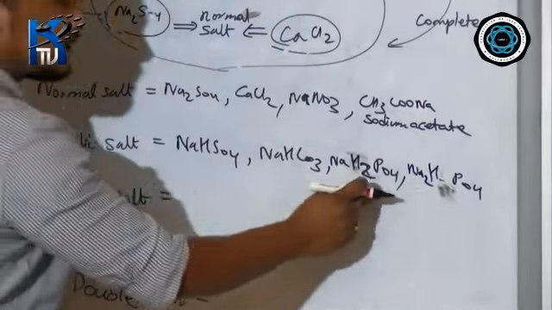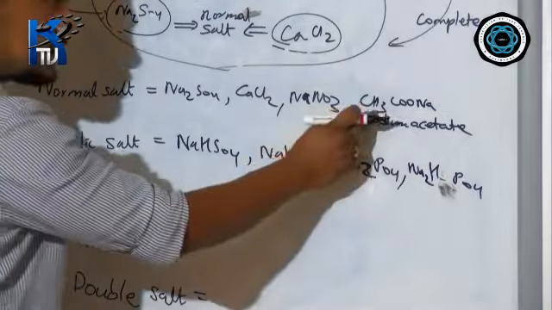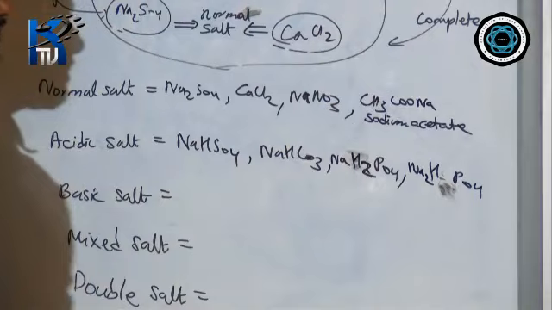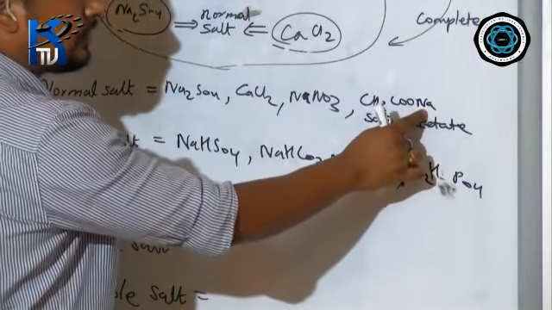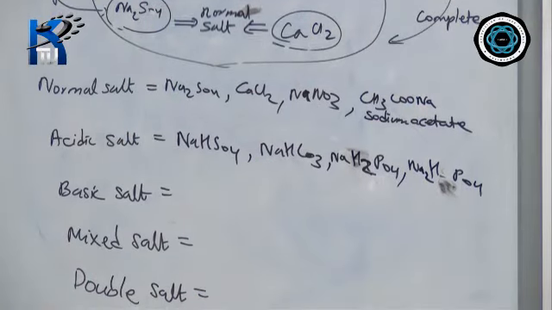So these all are your acidic salts, and mostly acidic salts contain hydrogen in them. But this compound, it has hydrogen, but it is not an acidic salt, it is a normal salt. Reason, because acetic acid is a monobasic acid, it has only one acidic hydrogen which has been already replaced with a metal like sodium.